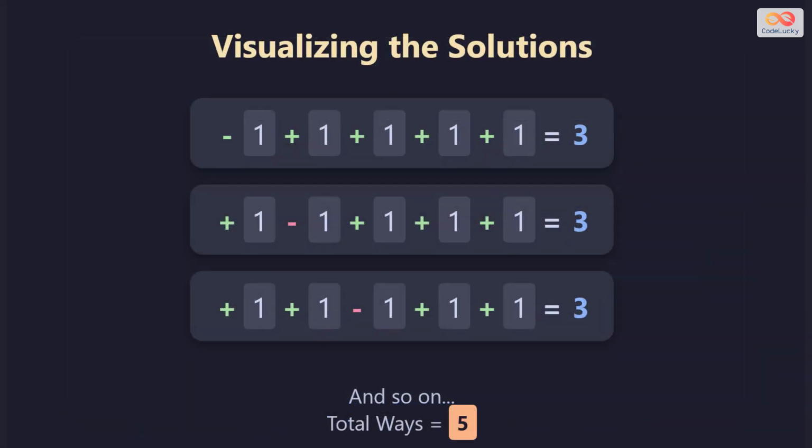Let's look at an example. If we have 5 ones and want to get a sum of 3, we can choose to subtract the first one and add the rest. Or we could subtract the second one. In total, there are 5 distinct ways to achieve the target.